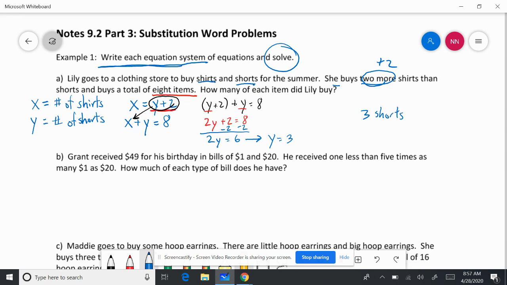Now I have to find the number of shirts. Well, remember, there are 2 more. So if we use this equation right over here, and we add 2 to the 3, what we get is 5 shirts. Now, just to double check that we did it correctly, remember that there's a total of 8 items. 5 plus 3 is 8, meaning that we solved it correctly.